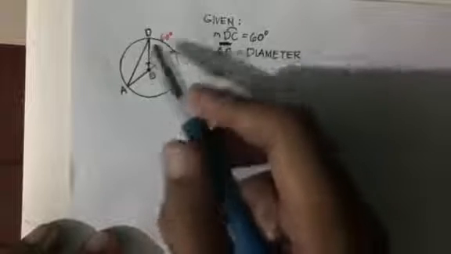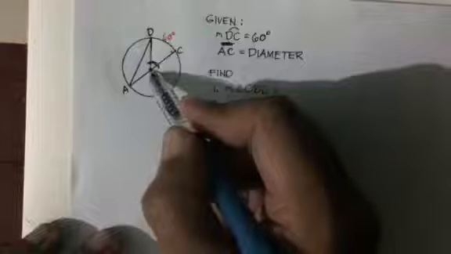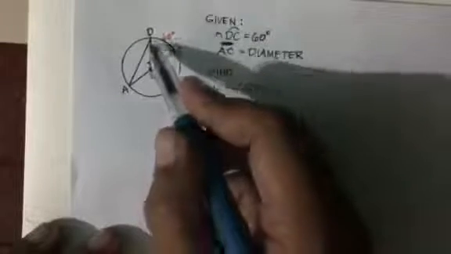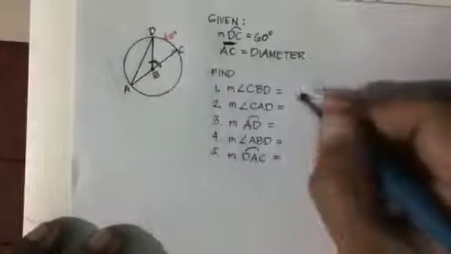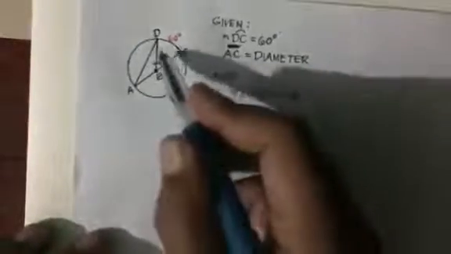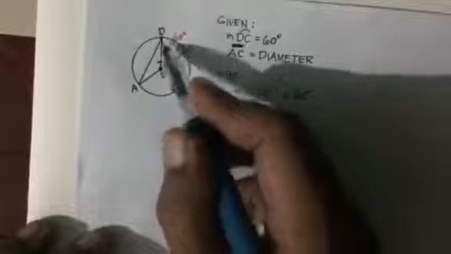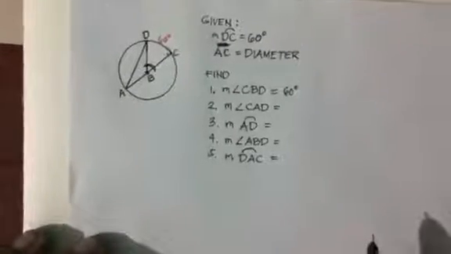Angle CBD is what we call a central angle, since the vertex is at the center of a circle. Since the intercepted arc is 60 degrees, the measure of the central angle is also 60 degrees. So angle CBD is also 60 degrees. Whatever the measure of the intercepted arc, the measure of the central angle is the same, since the vertex is at the center.